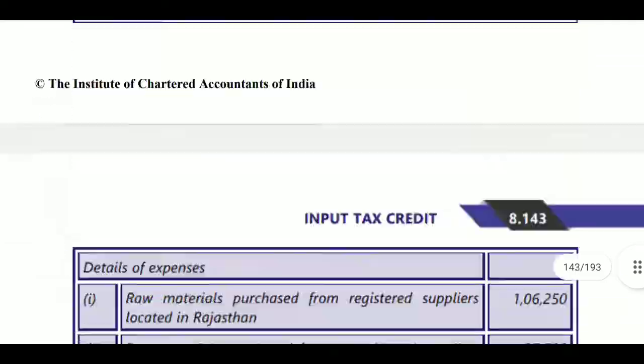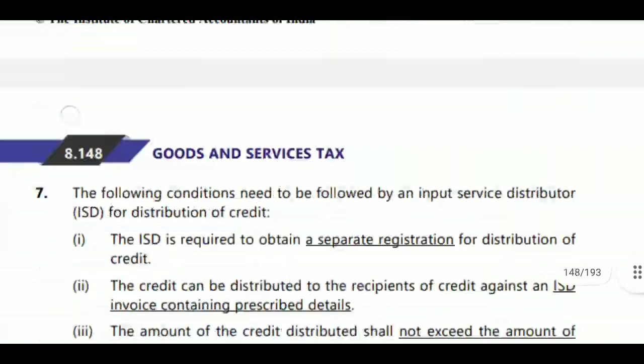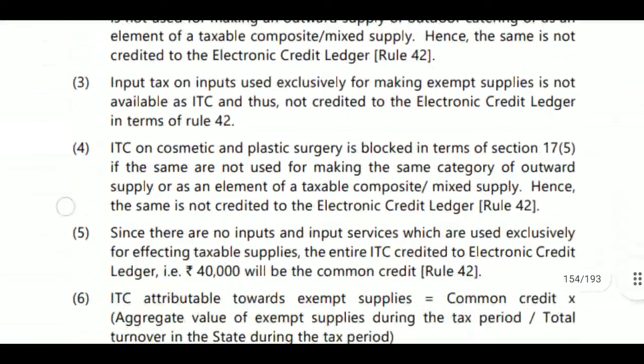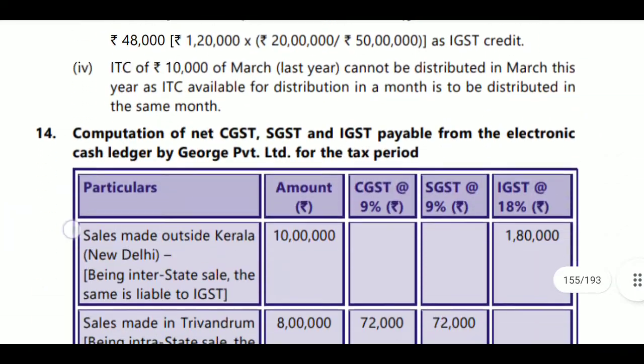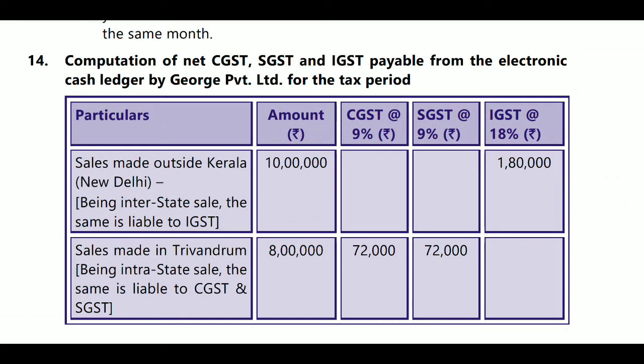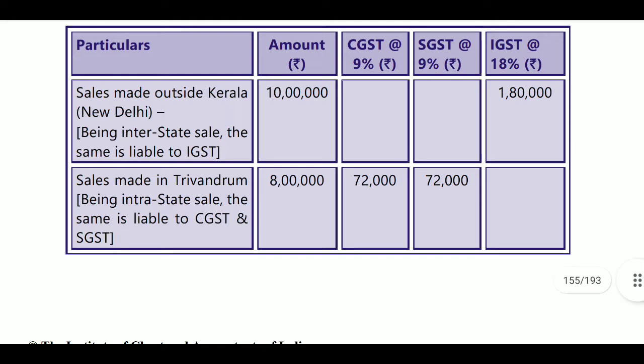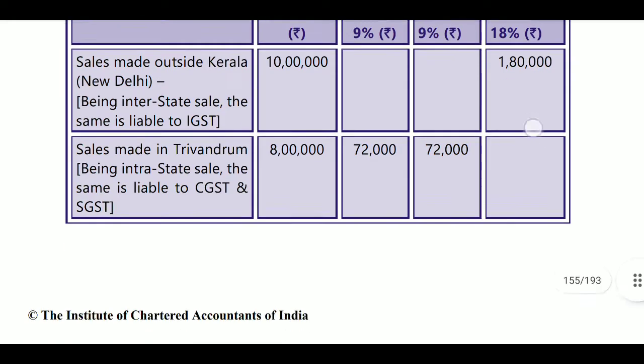Next, the answer will be seen. What is the question number? It was the 14th question, I think. 14th question answer. What is there in the 14th question? 13th was completed. 14th: computation of net CGST, SGST and IGST for the electronic cash ledger by George Private Limited for the tax paid. Sales made outside Kerala, we are the Kerala person and we made sales to New Delhi, so we will pay the IGST, 10 lakhs into 18%, 1,80,000. Next, sales made to Trivandrum, that is 8 lakhs into 9%, 9%, 72,000, 72,000. Being intrastate sales, the same is liable to CGST and SGST.